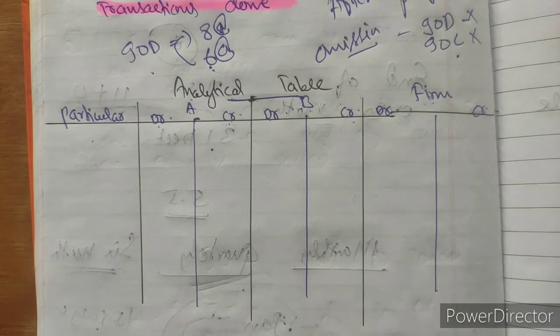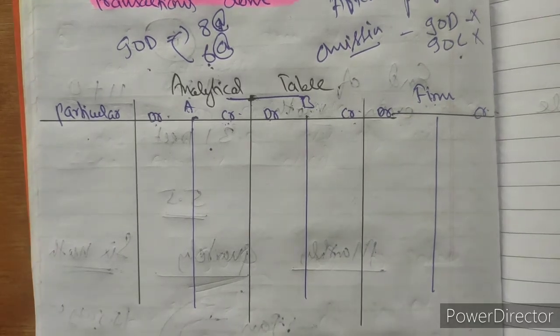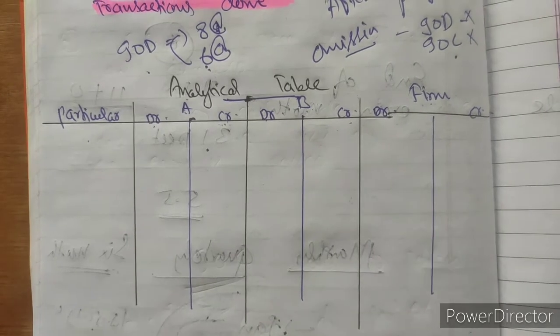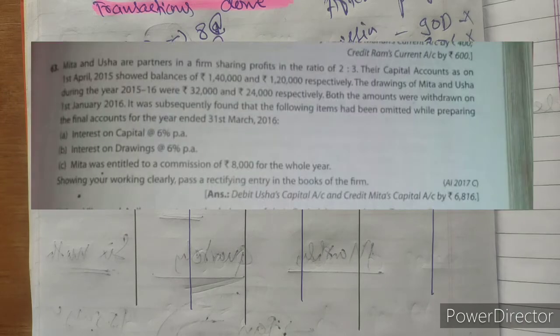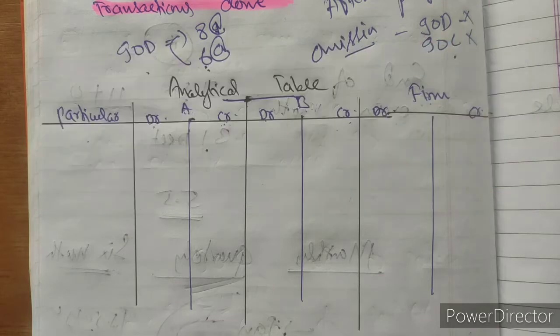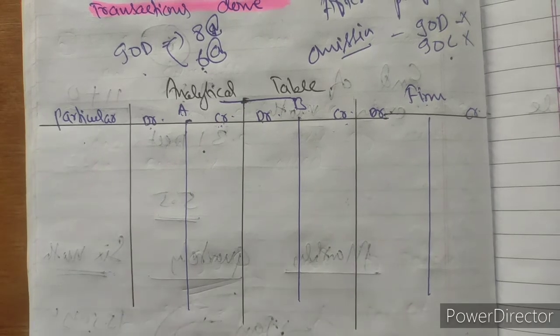Okay. Now let us see one question. You can see, if you have the books, what question is there. The question number is 63, question number 63 of T.S. Grewal, 2019 edition. The question is about Mita and Usha, who are partners sharing in 2:3. Go through the question, take screenshots. It is there on your screen. And if you have the book, you can go through the book also. Now let us see the question.